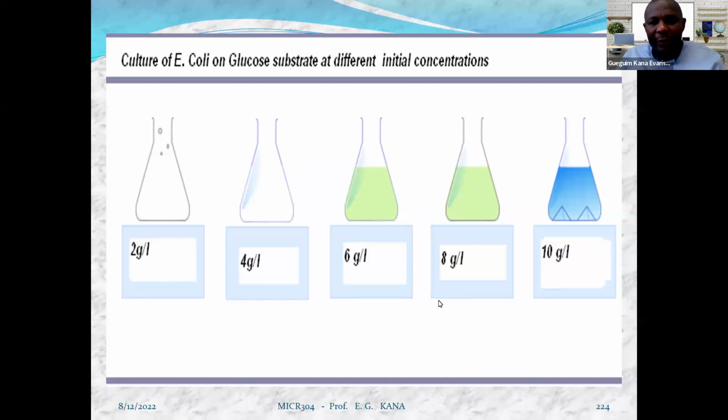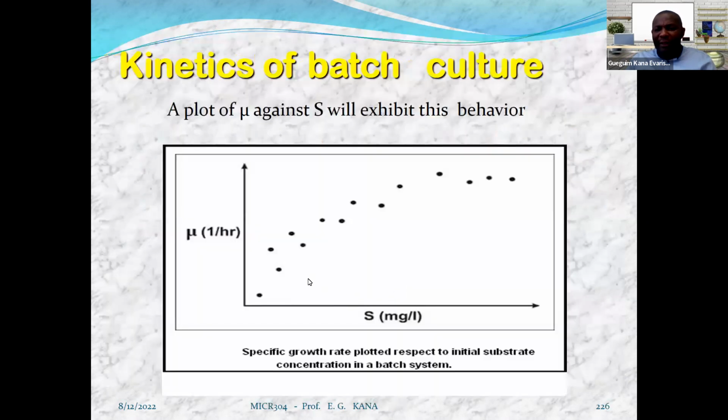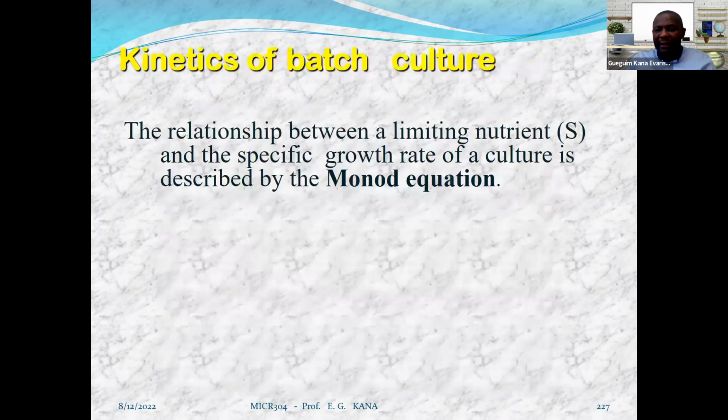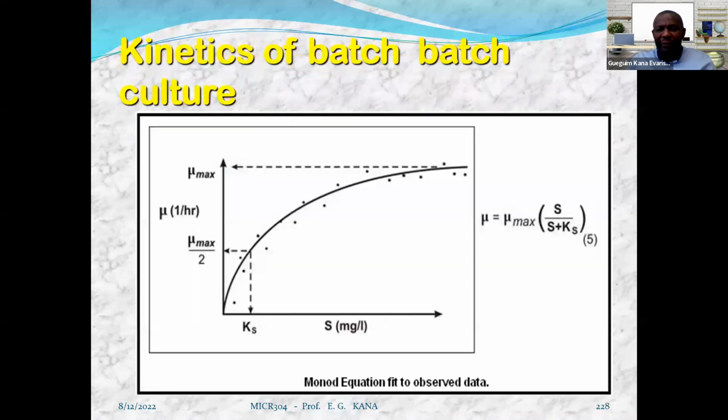Now, I asked you to look at this experiment, where you have several flasks with different initial nutrient concentrations. The idea is to measure the growth rate in each of these flasks. Based on the data obtained, you can plot the substrate concentrations against mu, the specific growth rate obtained. You're going to obtain this shape. And if you do curve fitting, you're going to have this scenario, which is exactly the Monod equation.